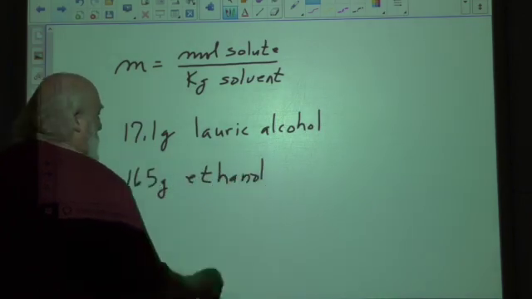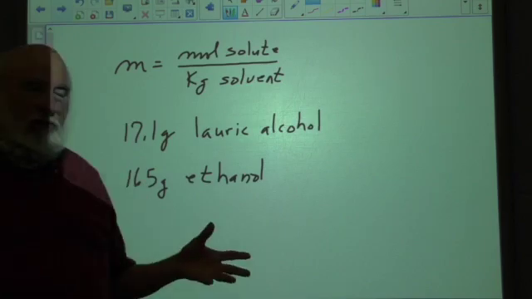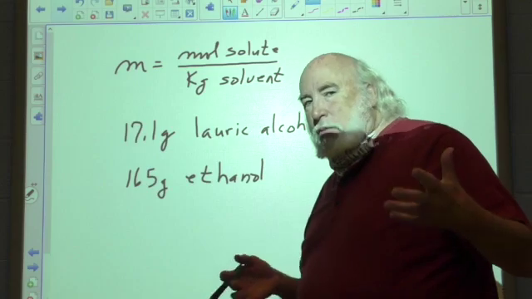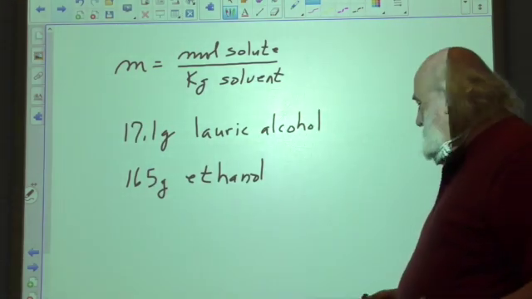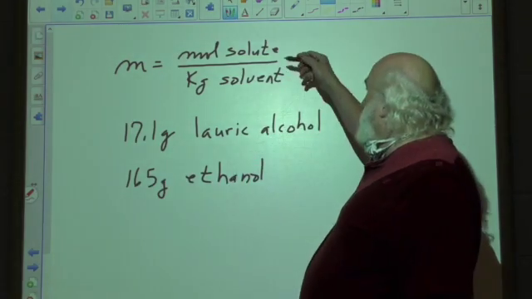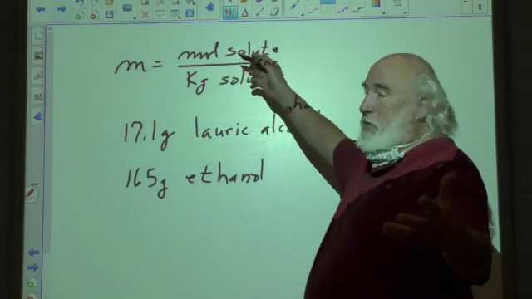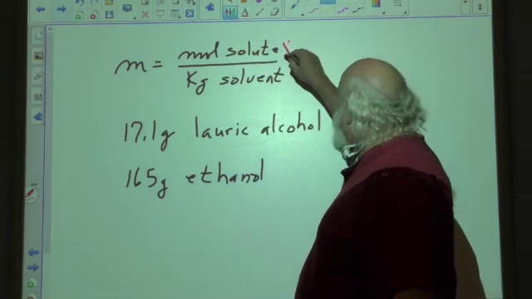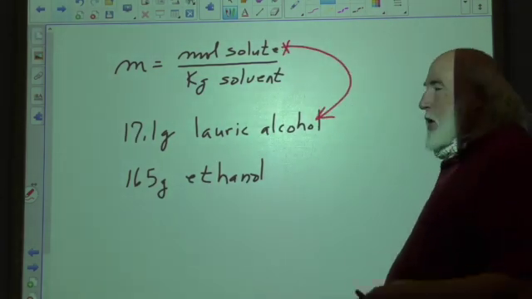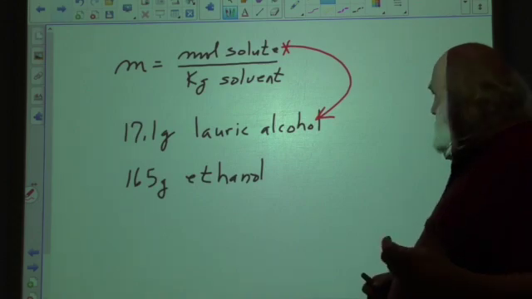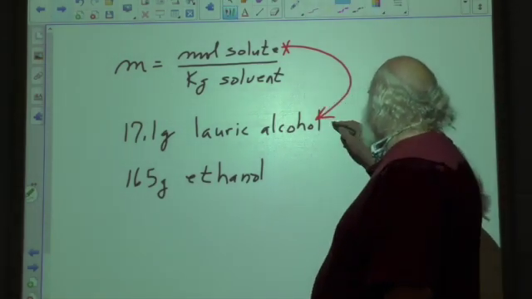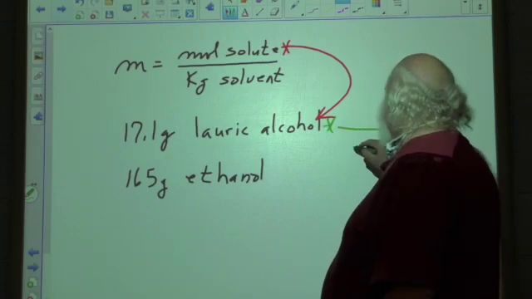So the question is here, which one of these 2 values do we actually need to know what the molecular formula is? Well, the best way to answer that question is look up here and see which one involves moles, because that's going to involve the periodic table. Our solute is our lauric acid. So we got to change that to moles. So we'll put 1 mole on top.